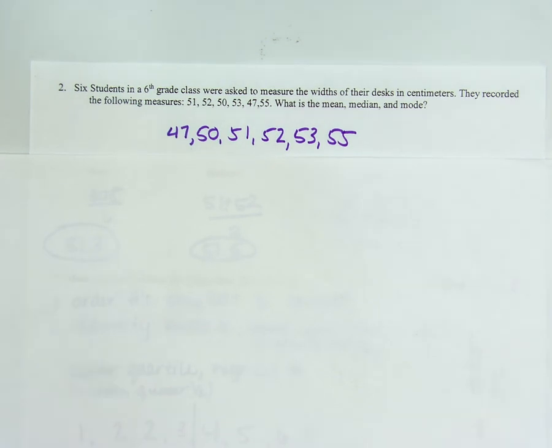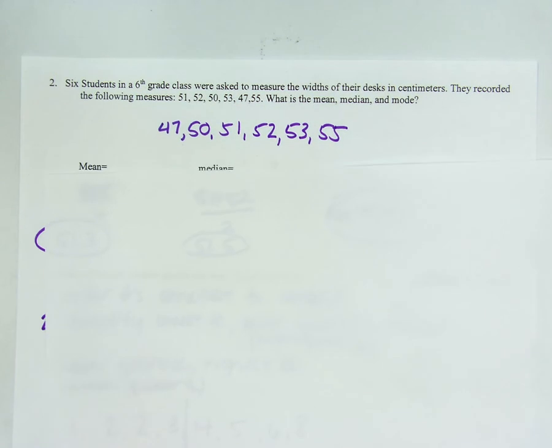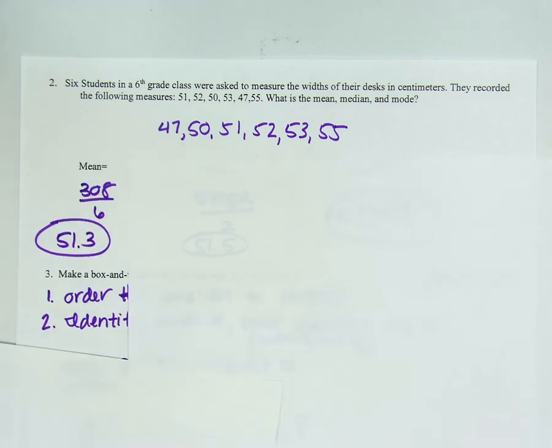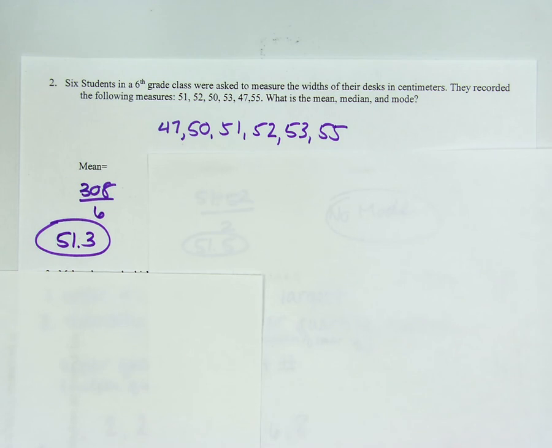And the first thing we're going to start with is our mean. So our mean, we're going to add all of those up and divide by 6 because that's how many numbers we have there. And you guys should end up with 51.3. So you have 308 divided by 6.